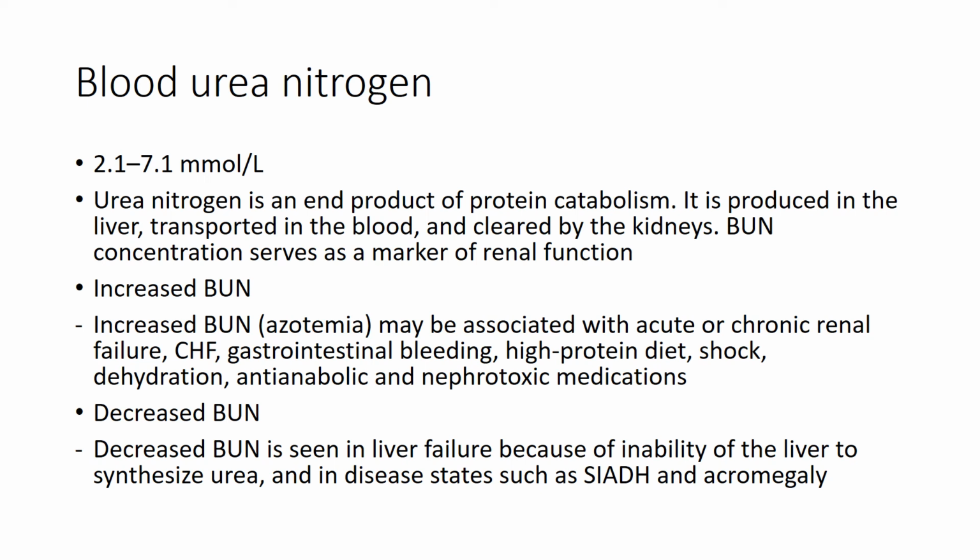Increased blood urea nitrogen, also known as azotemia, may be associated with acute or chronic renal failure, chronic heart failure, gastrointestinal bleeding, high protein diet, and the use of nephrotoxic medication. Decrease in blood urea nitrogen is seen in liver failure because of inability of the liver to synthesize urea, and in disease states such as SIADH and acromegaly.